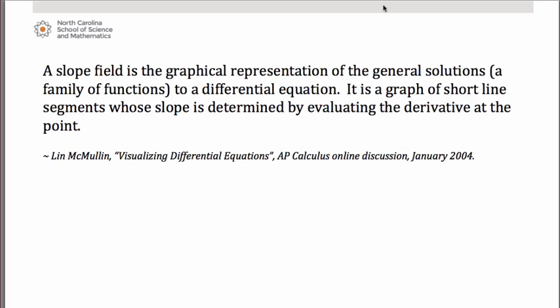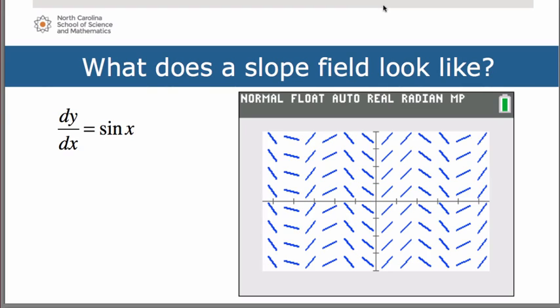Here is a more formal definition of a slope field. A slope field is the graphical representation of the general solutions, a family of functions, to a differential equation. It is a graph of short line segments whose slope is determined by evaluating the derivative at the point. So what does a slope field look like?